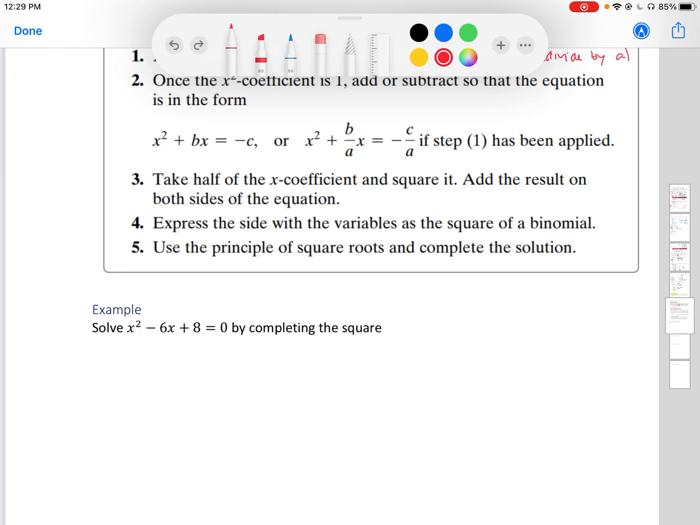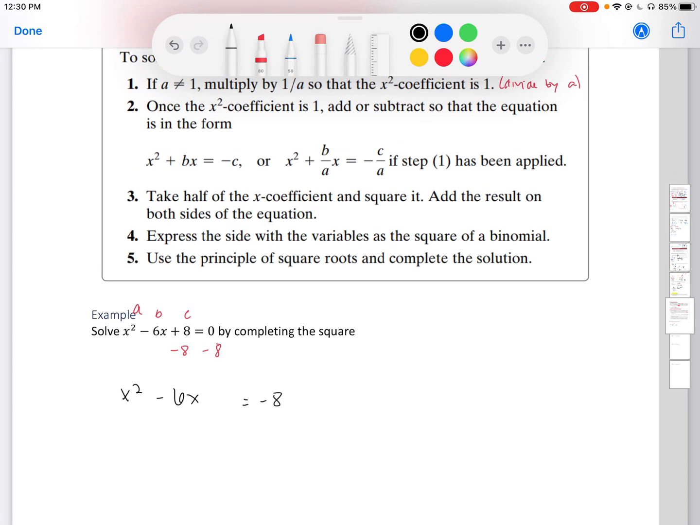All right, now let's go ahead and move your constant to the other side. So we have a, b, c. Move your c to the other side so that we have minus 8 on both sides. We have x squared minus 6x equals negative 8.